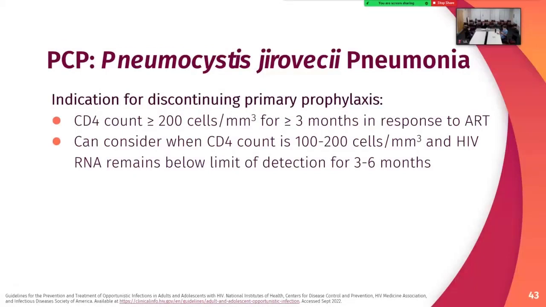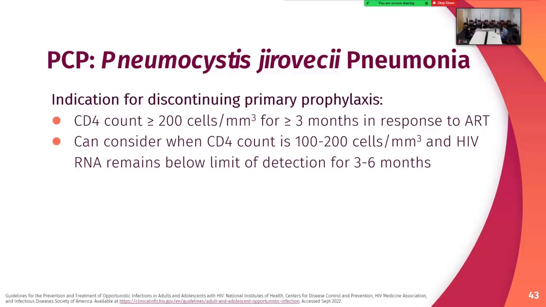So after we've had a patient on PCP prophylaxis, when can we take them off? They're on ART therapy, they're virologically suppressed, and they have a recovery in their CD4 count. So we're waiting on their CD4 count to reach at least 200 for 3 months before we can stop our PCP prophylaxis. There is a special patient population where it can take a little bit longer for their CD4 count to recover. So if a patient starts with a very low CD4 count, it can take months or even years for them to recover with their CD4 count.